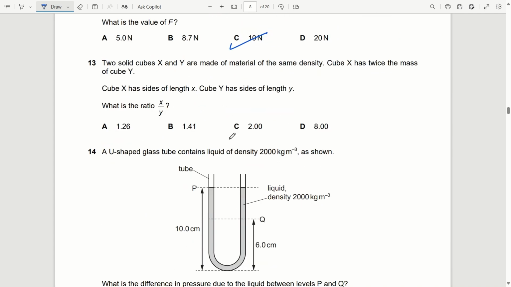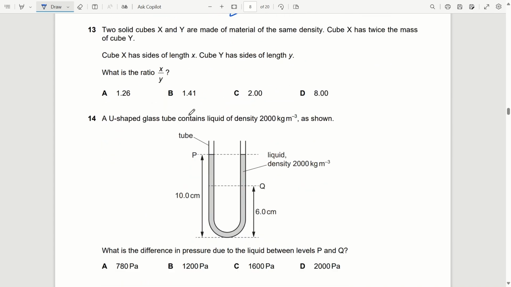Question 13. Two solid cubes X and Y are made of material of the same density. Cube X has twice the mass of cube Y. Cube X has sides of length X. Cube Y has sides of length Y. What is the ratio X by Y?